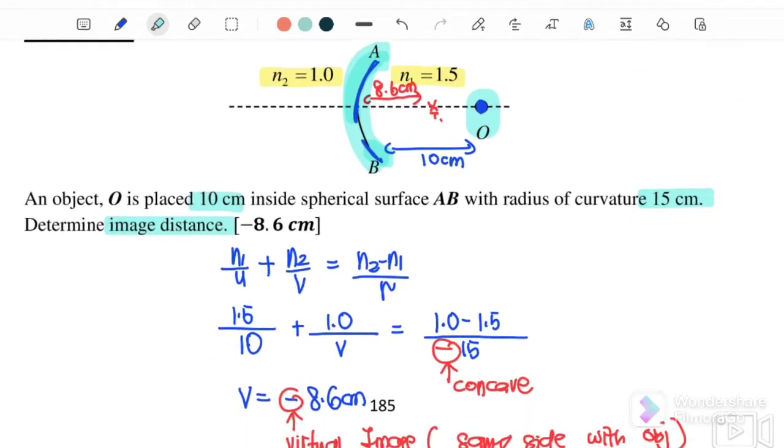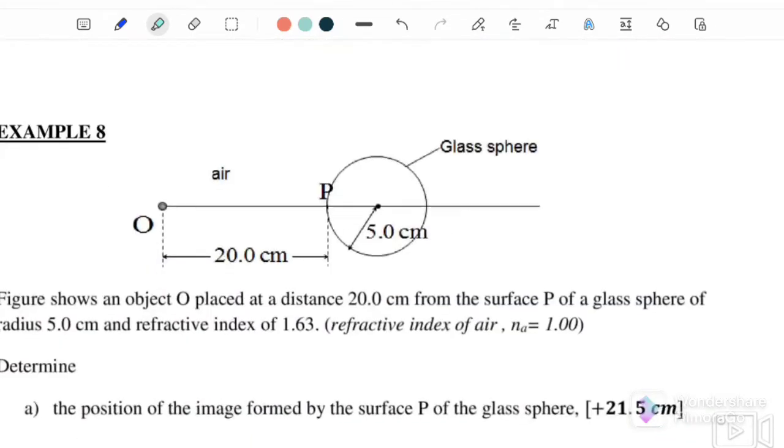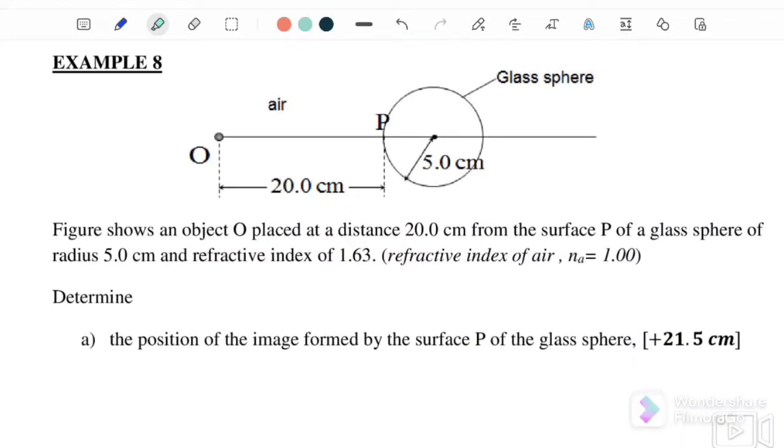Next we'll go to the next question, example 8. Example 8 is actually a glass sphere, so later we will have two reflected surfaces. This is the first reflected surface. The second reflected surface is on the other side.